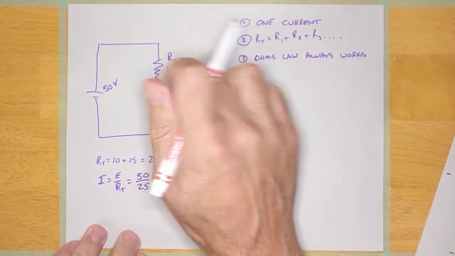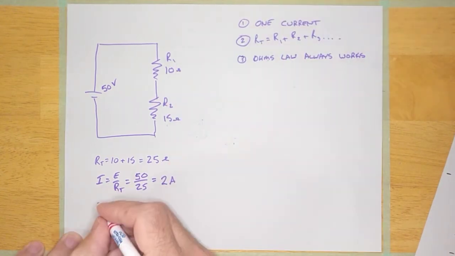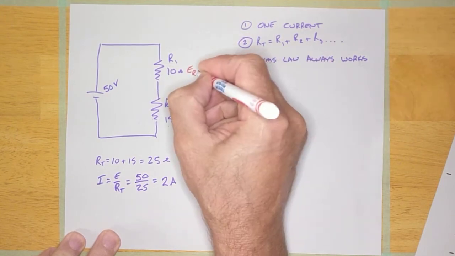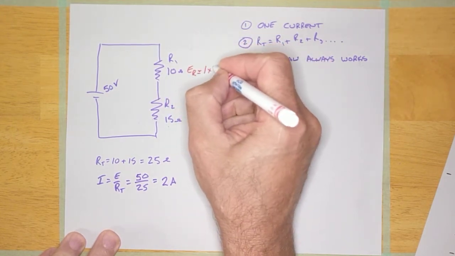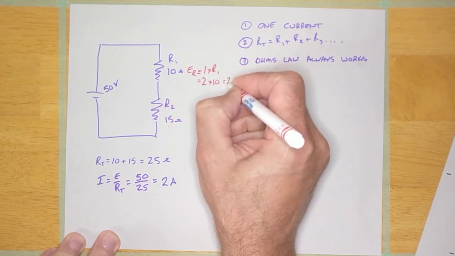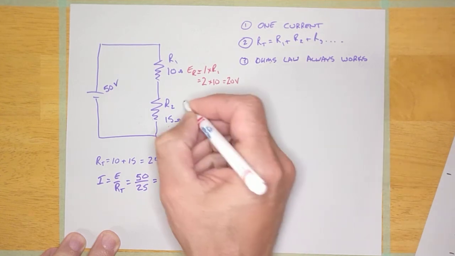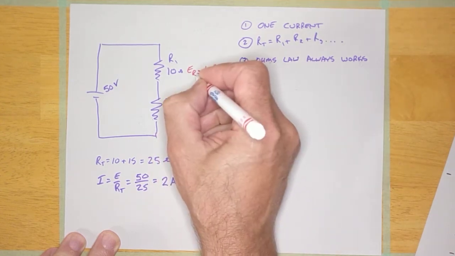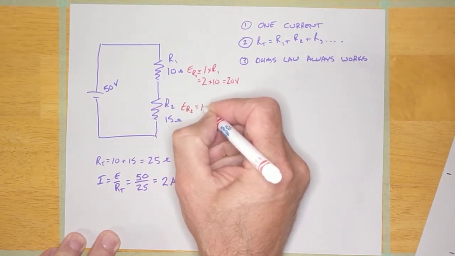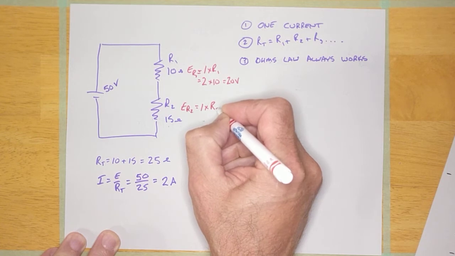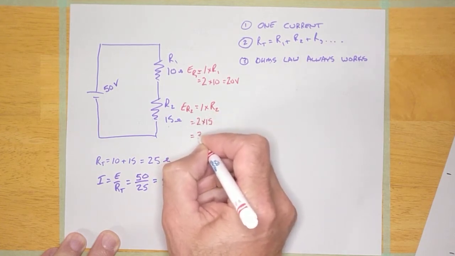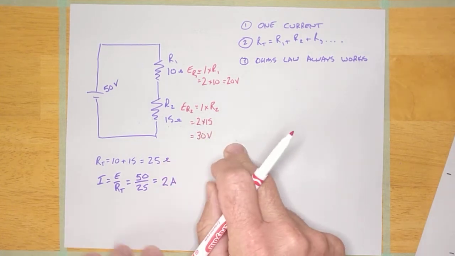Now that I know that my current is 2 amps, I can calculate the voltage ER1, right? It is going to be I times R1. And so it is going to be 2 times 10 or 20 volts dropping there. And I can apply Ohm's law to the other component. It's going to be I times R2, which means it's going to be 2 times 15, which means it's going to be 30 volts right there.